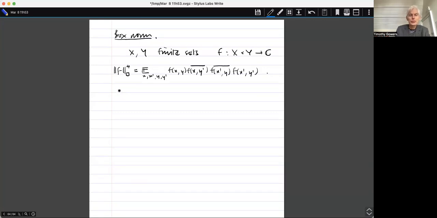But actually something that follows from the box Cauchy-Schwarz inequality, as a simpler special case of it, is what I refer to as the box norm inequality. And it says the following. So let x, y, and f be as above.